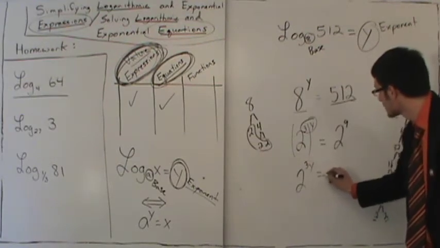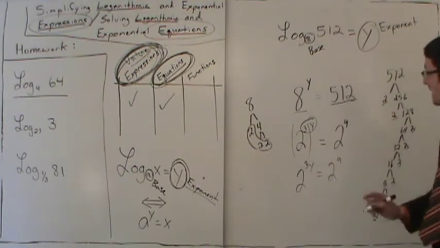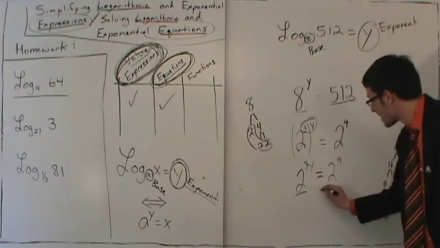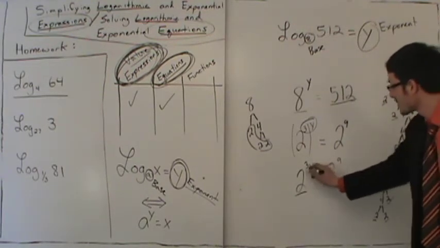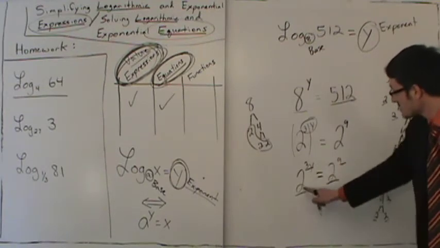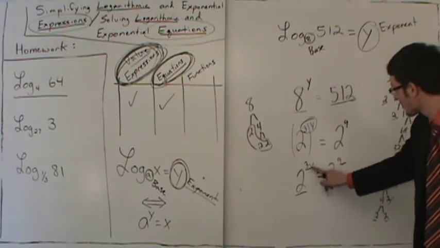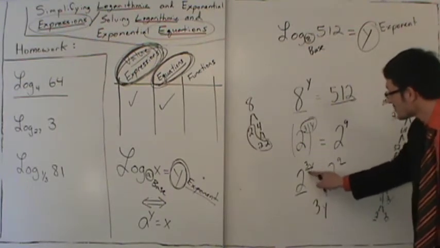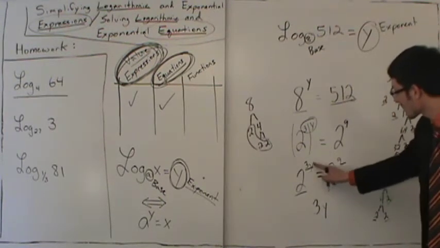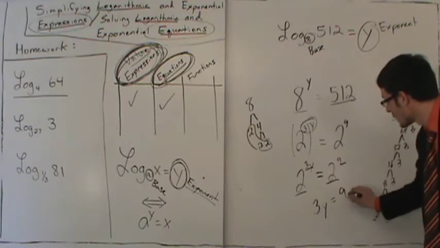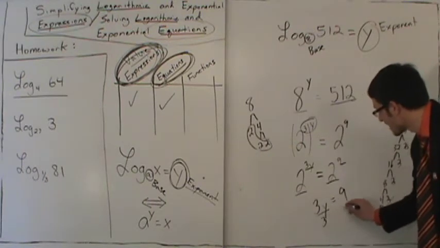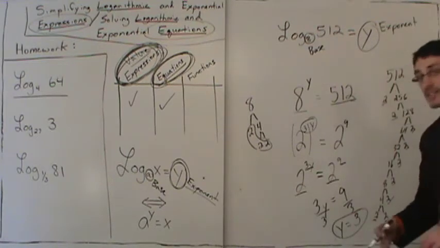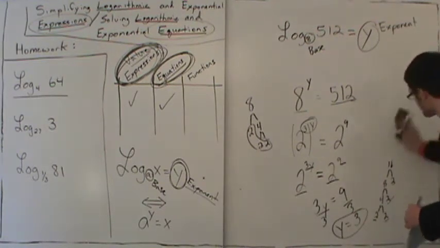2 to the 3y is equal to 2 to the 9th. Now, notice, since these are equal and the bases match, it must be the case that the exponents are also the same. So since 2 matches 2, it must be the case that 3y is the same as 9. Now divide by 3, and we get y equals 3, and that is our answer. Okay, now we check it.